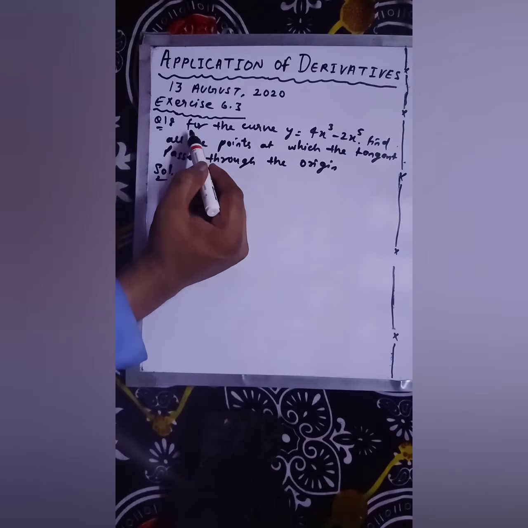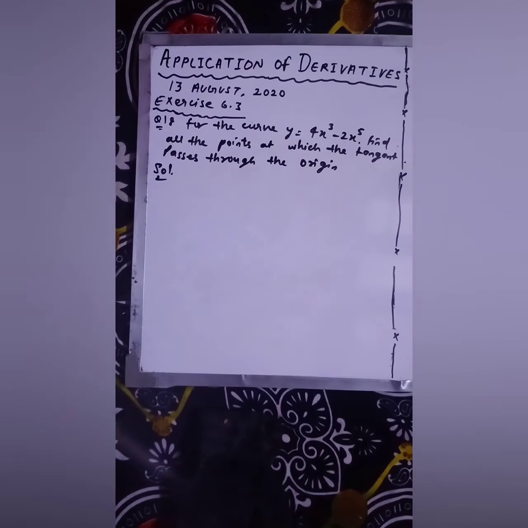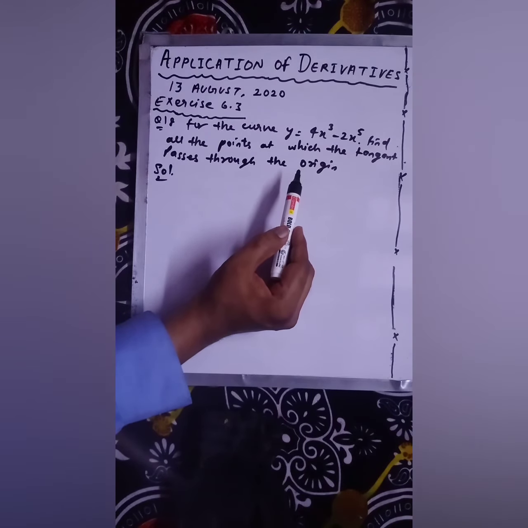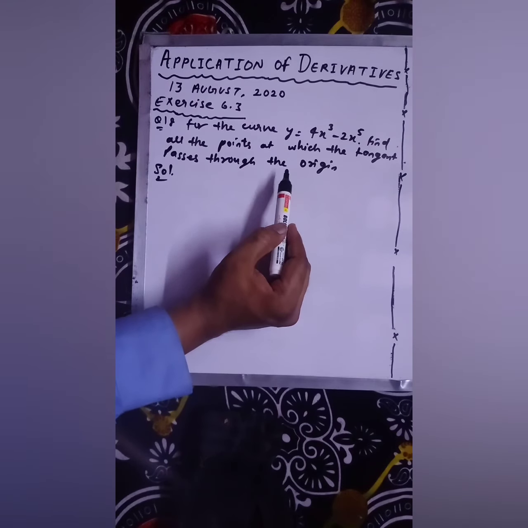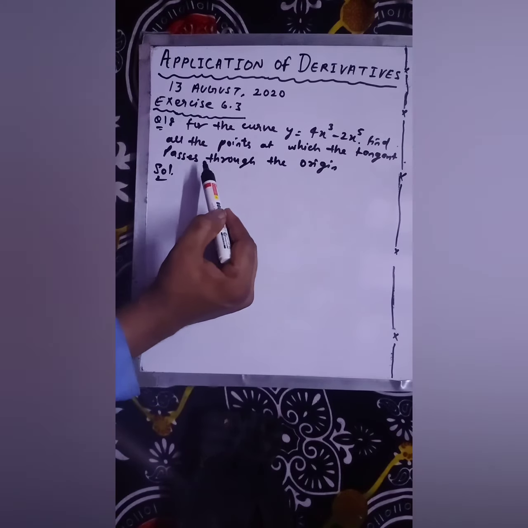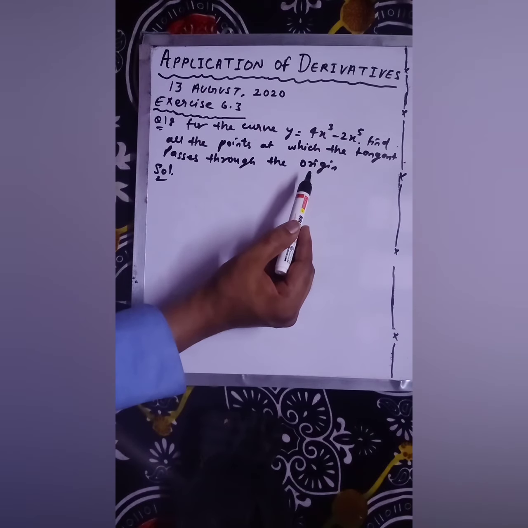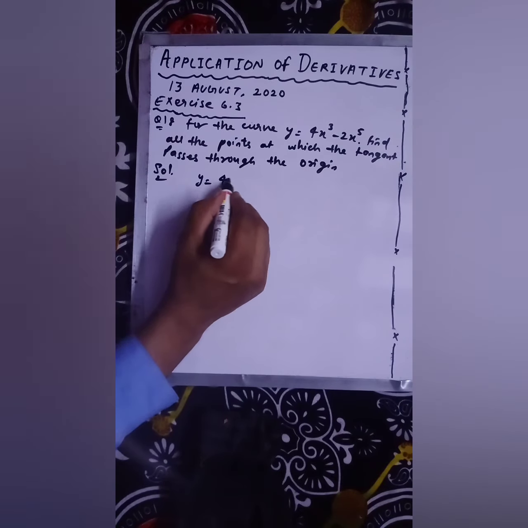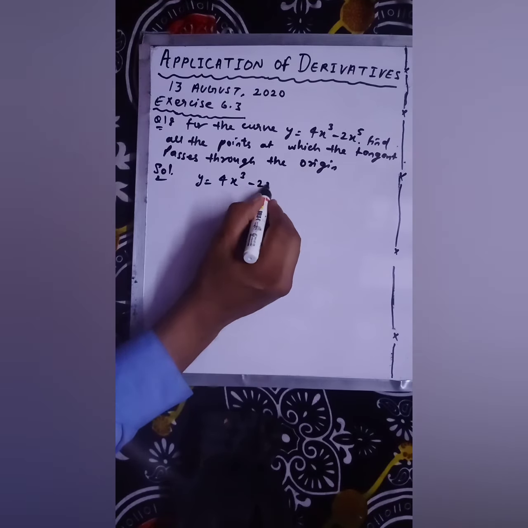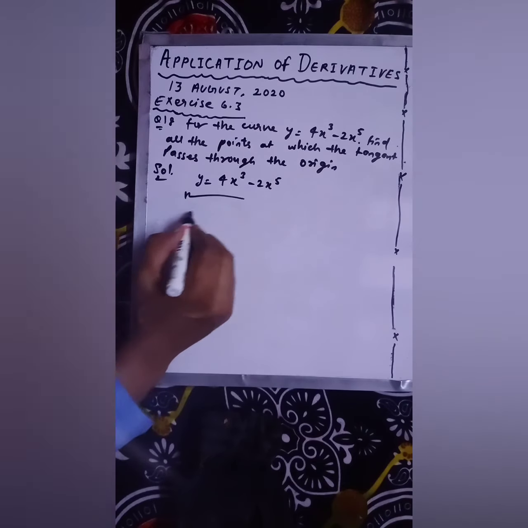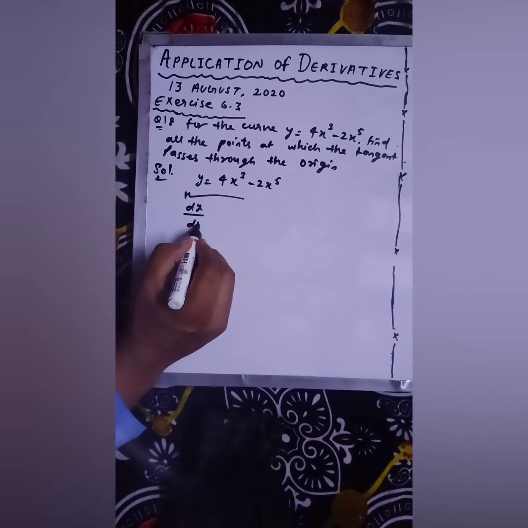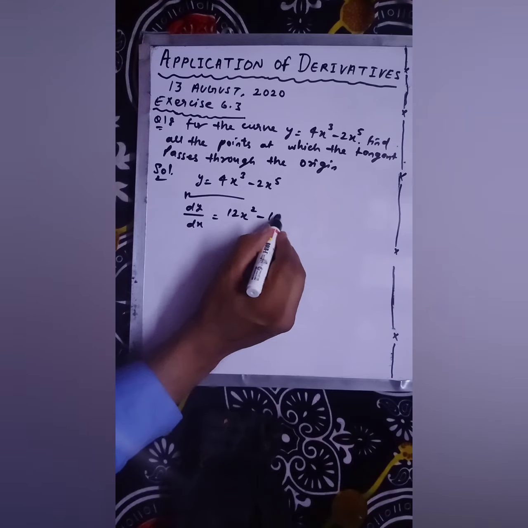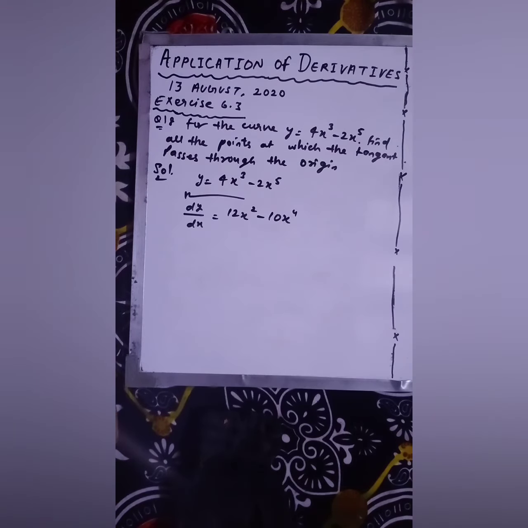What we have to do: this curve is given to us and we have to find all the points at which the tangent passes through the origin. Got it? So first of all, you have to copy this equation and find dy by dx. So here I'm differentiating it. Okay, so you will get this one.